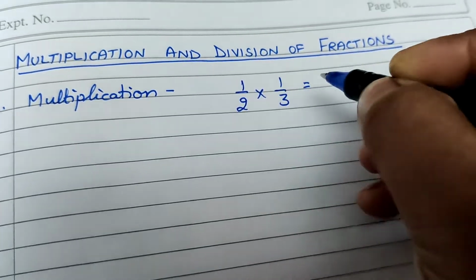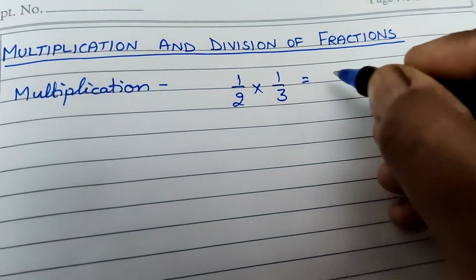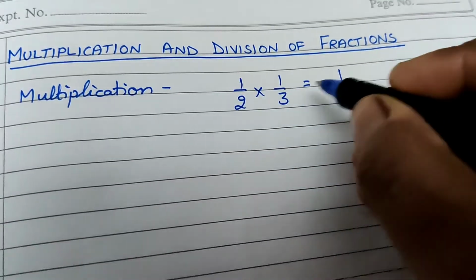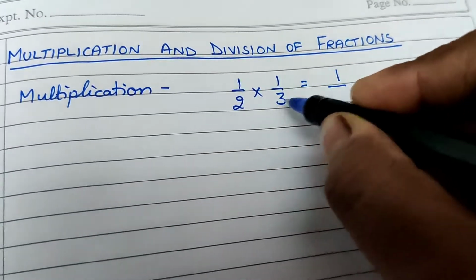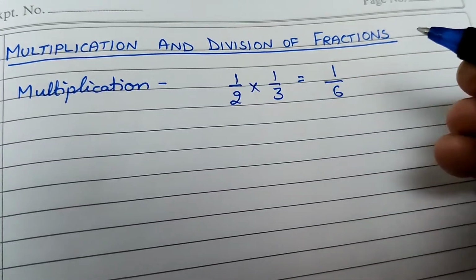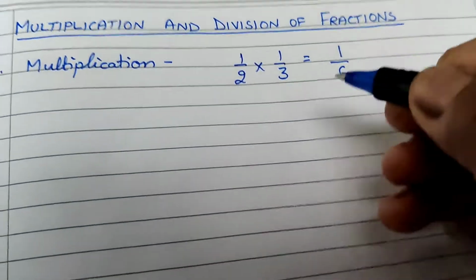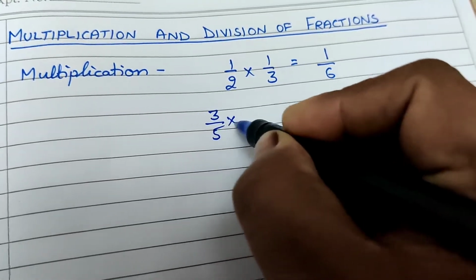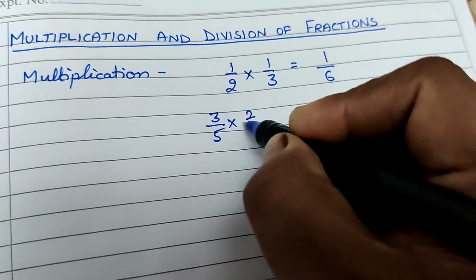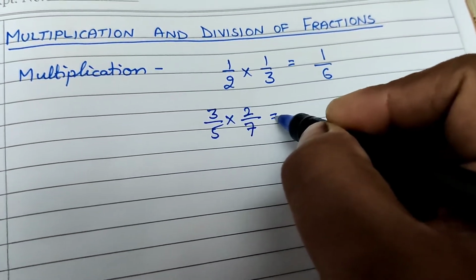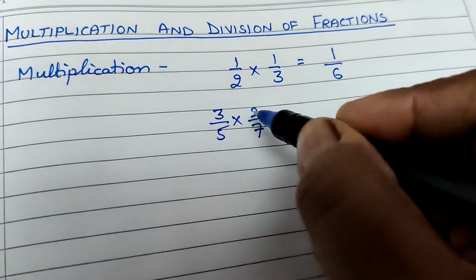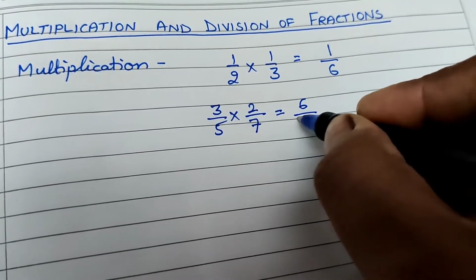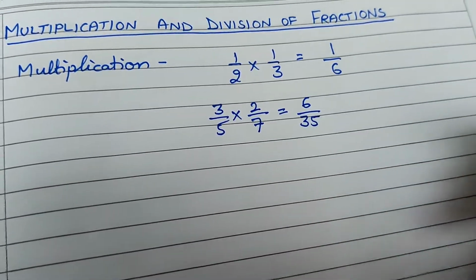The product of the fractions is very easy. Numerator multiplied by numerator, 1 into 1, 1, and the denominator 2 into 3, 6. Just simple multiplication. Okay, another example, 3 by 5 into 2 by 7. Just multiply numerator, 3 into 2, 6, and 5 into 7, 35.